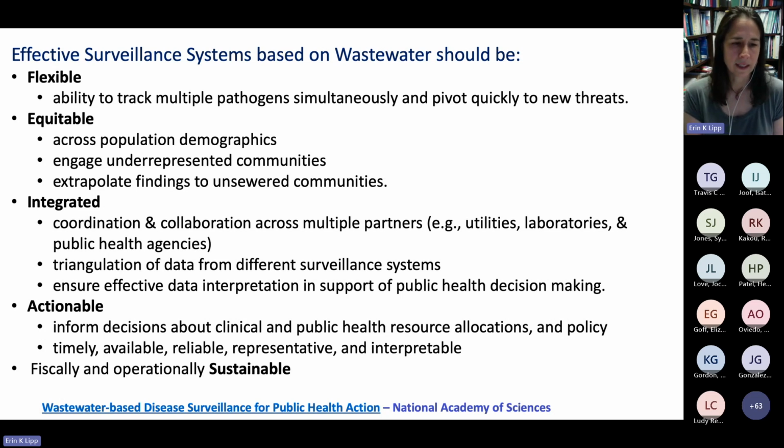And then finally, it has to be fiscally and operationally sustainable. This means it needs to keep going. In order to really be effective, this needs to be something that we know that we can rely on, that's going to be available, that we can build on. It can't just be a snapshot in time and it's done.